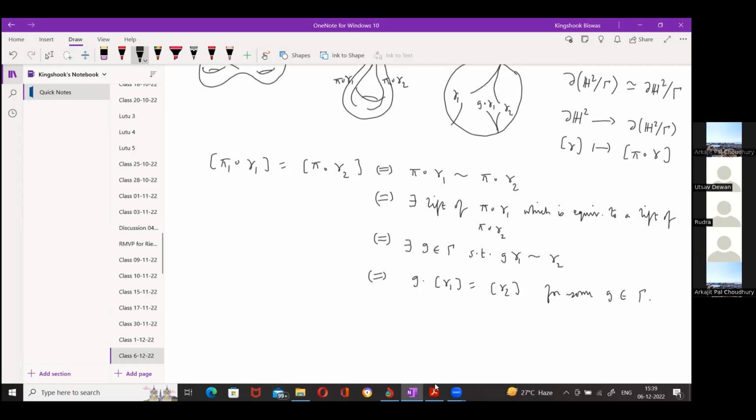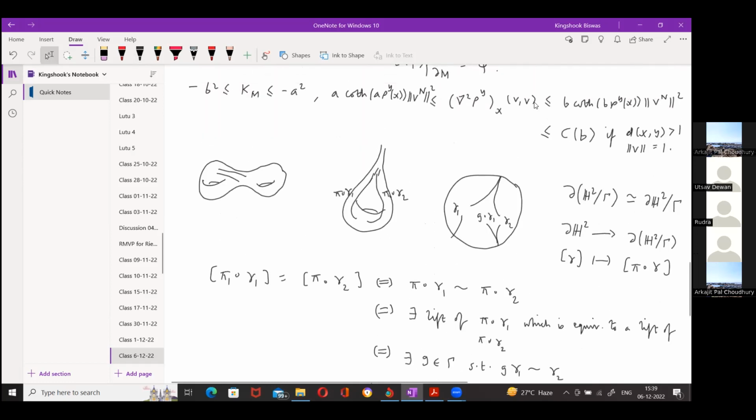Okay. So we get this identification: the boundary of H2 mod gamma is the boundary of H2 mod gamma. And the point is, for most groups, the gamma action on the boundary, if you take a finite volume group, then all the orbits are dense. So this quotient will be non-Hausdorff. It will be some bad space. That means basically it will be a space where one point is dense in the whole space.